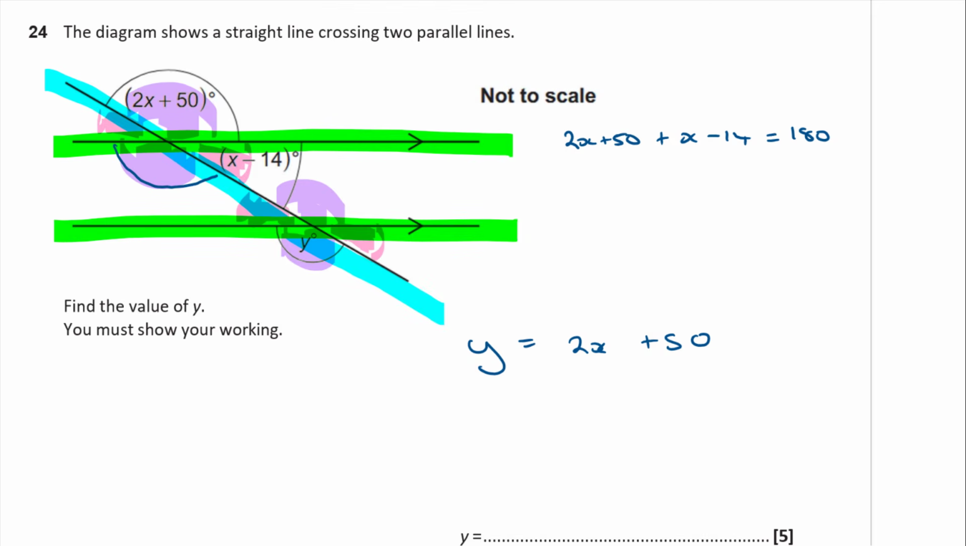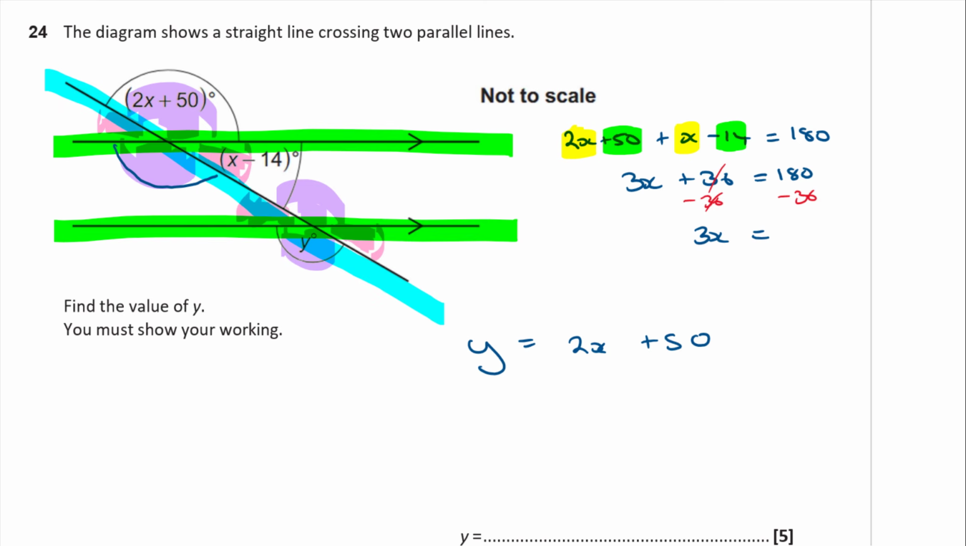So collecting like terms, I've got a 2x and an x, and I've got a 50 and a minus 14. So the 2x and x is going to give me 3x, and the 50 and the minus 14 is going to give me 36. So 3x plus 36 is 180. So then taking 36 off both sides, it's going to leave me with 3x.